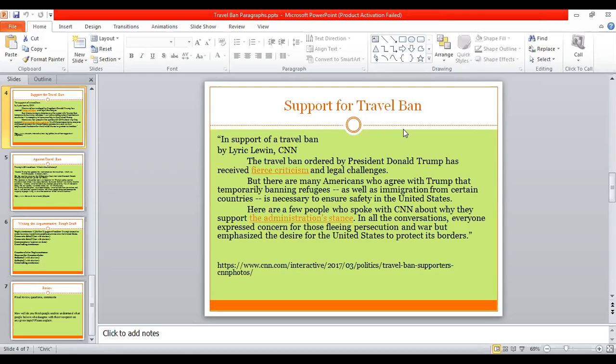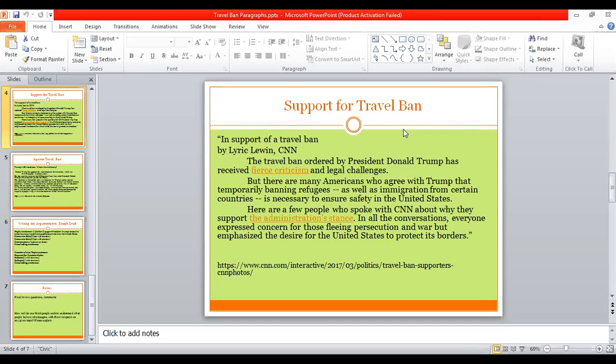In all the controversy, everyone expressed concerns for those fleeing persecution and war, but empathizes the desire for the United States to protect its borders. Great. Thank you for reading that. And actually, you probably heard, even when you were reading that part where it says express concern for those fleeing persecution and war, I know that was one of the arguments that you had shared, just that idea that some people actually are trying to get to safety, and that's why they need to be able to come. So that was one right there, too.